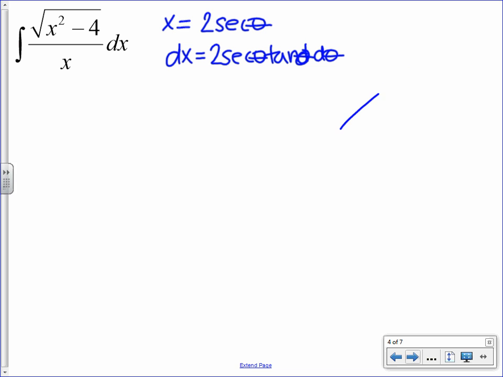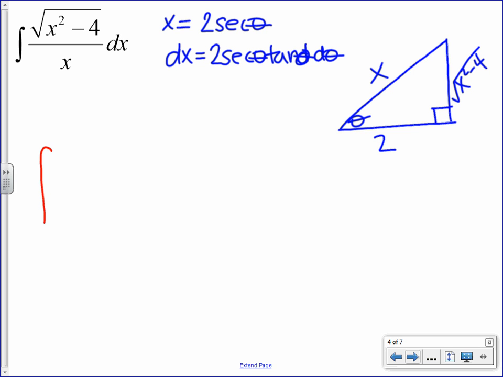Okay, now we'll draw a triangle for reference. We didn't really need it in the last problem, but we might need it here. So our secant ratio is x over 2, right? Since x equals 2 secant theta, our ratio is x over 2. So we have x over 2. And so then this side would be the square root of x squared minus 4. And here we go.